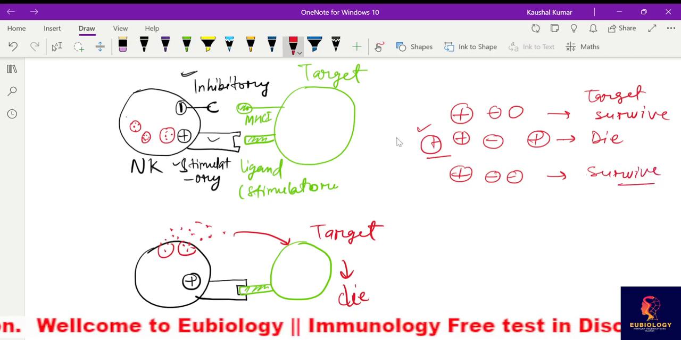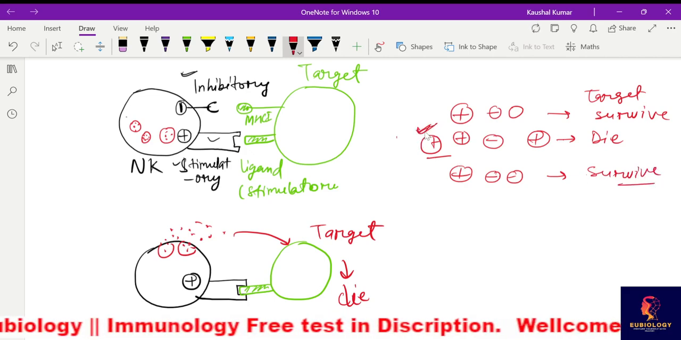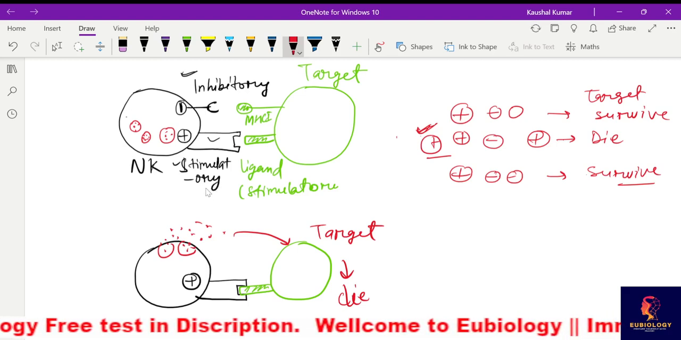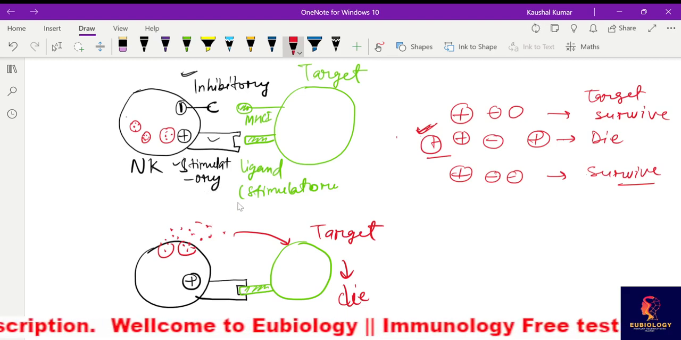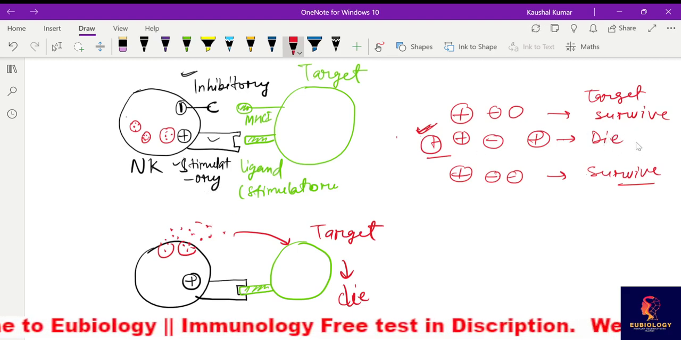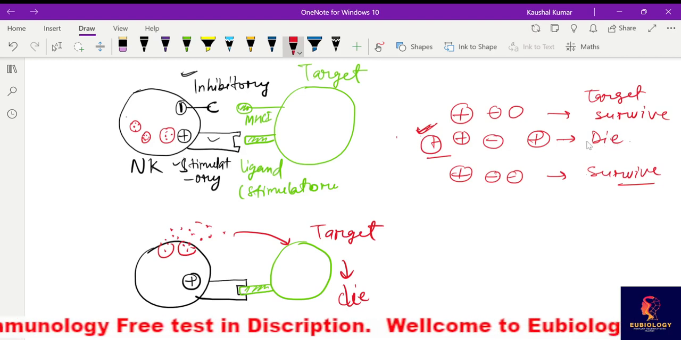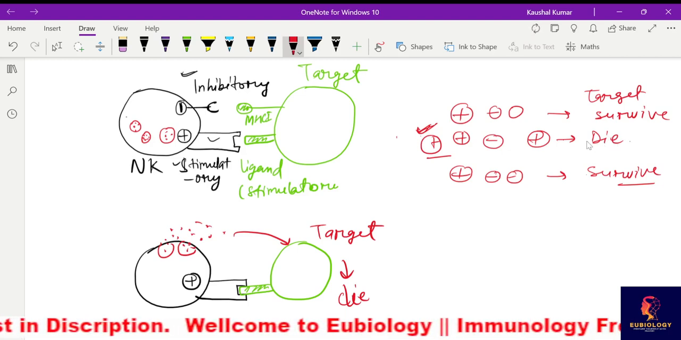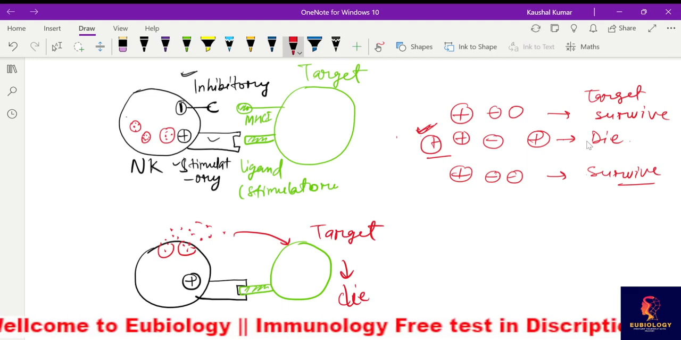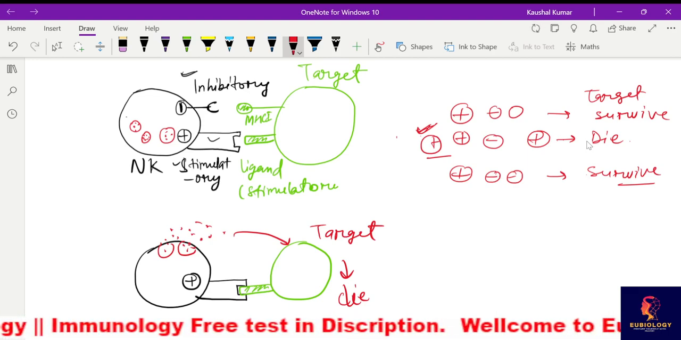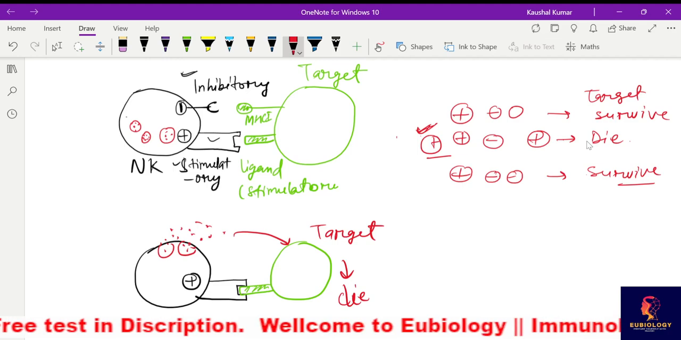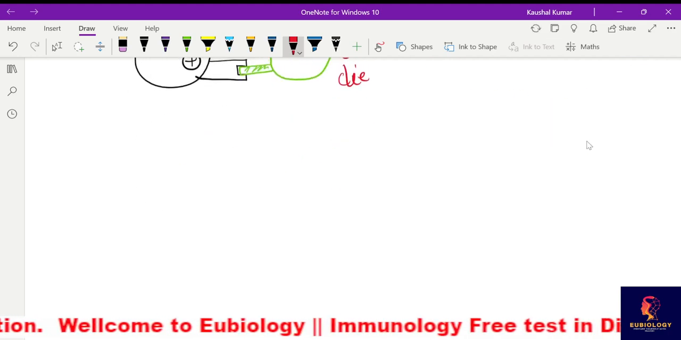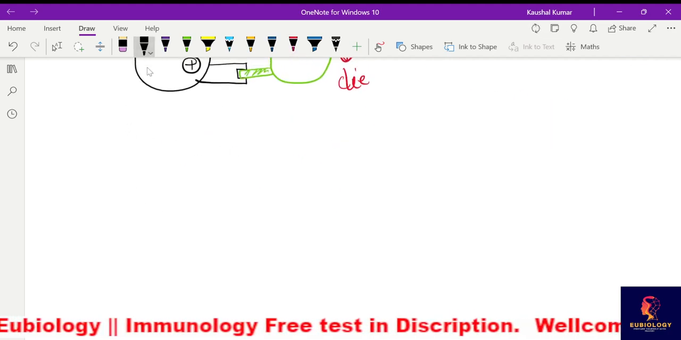So we have to stimulate this. If we want to kill the cell, the stimulatory receptor should work efficiently. Then only we will kill the target cell. So this is about how the natural killer cell will kill the target cell. Now we'll see the important thing, the complement system.